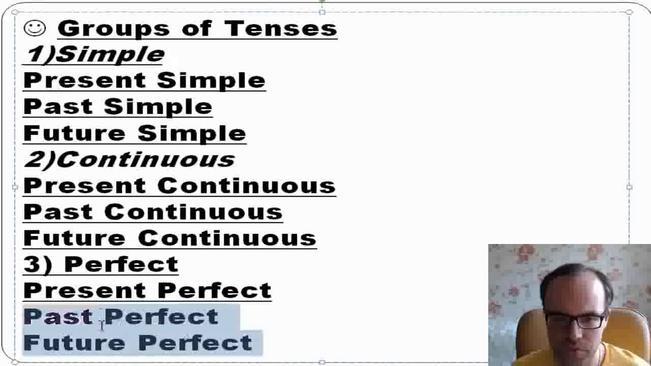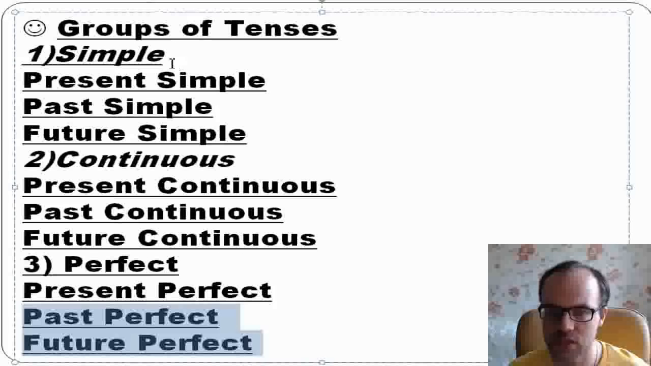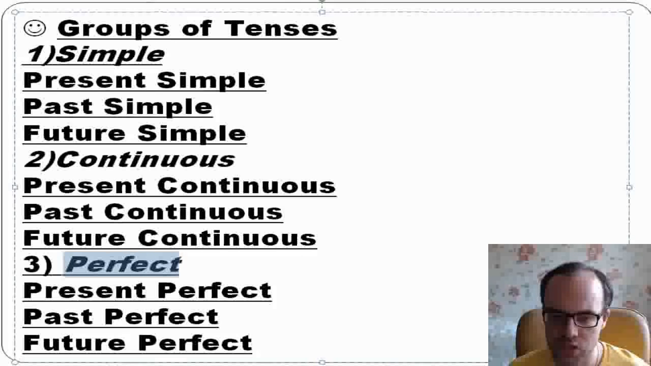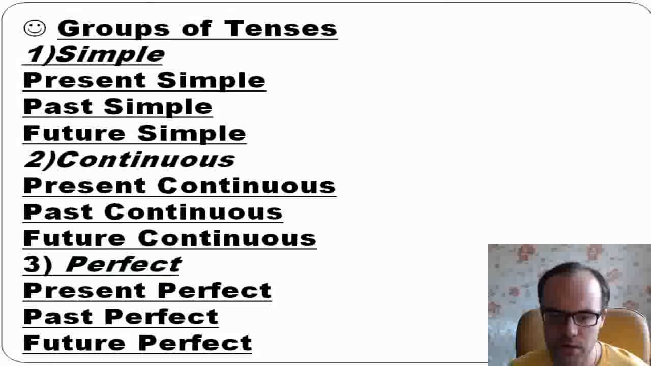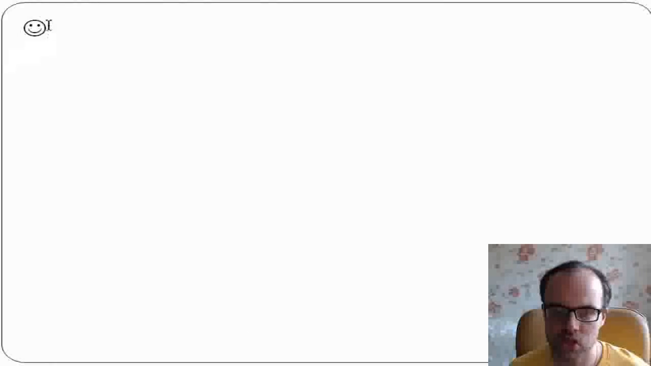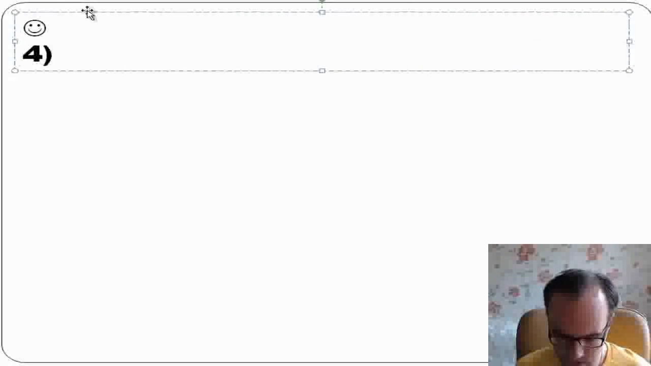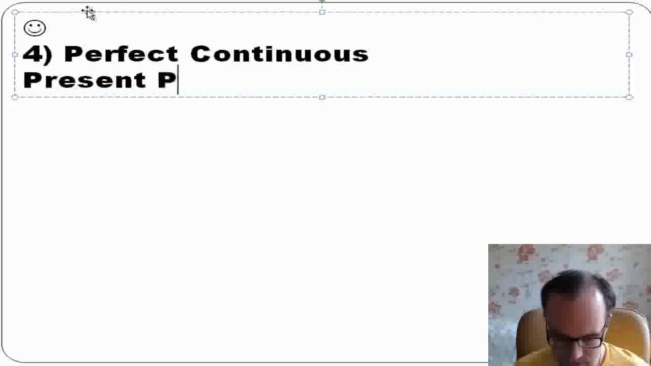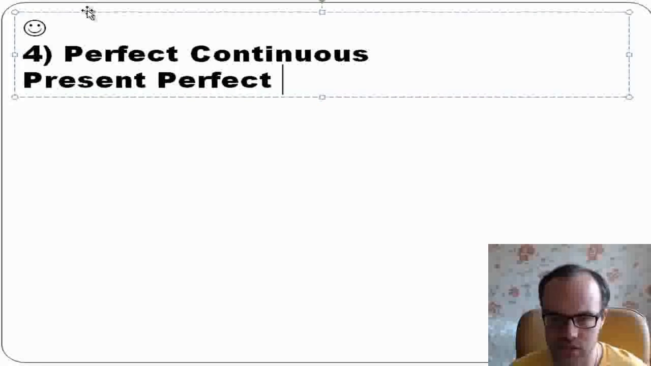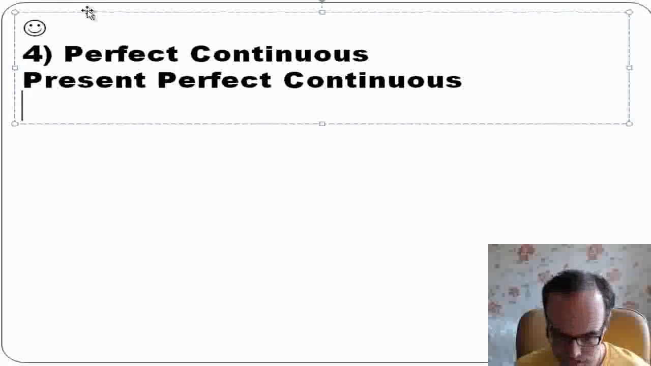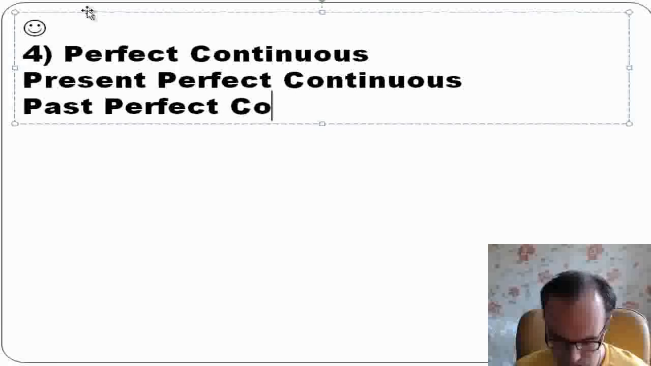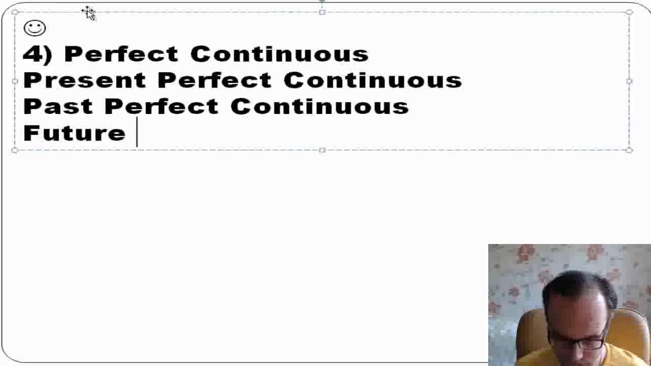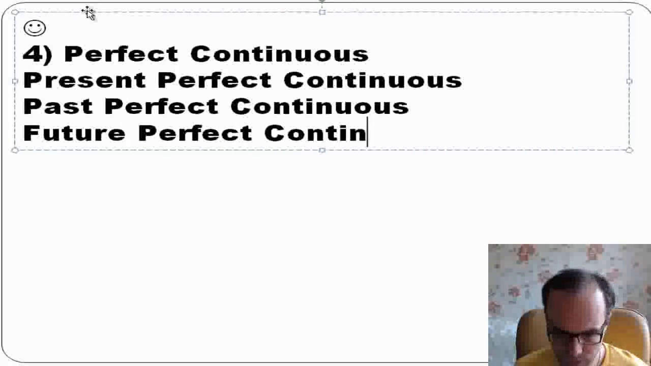So we talked about past perfect and future perfect, and we looked at three different groups of tenses: simple, continuous, and perfect. As you know, there are four groups in English tenses. So it's perfect continuous. Let's talk about these tenses and compare them with other tenses. Present perfect continuous, past perfect continuous, and future perfect continuous.